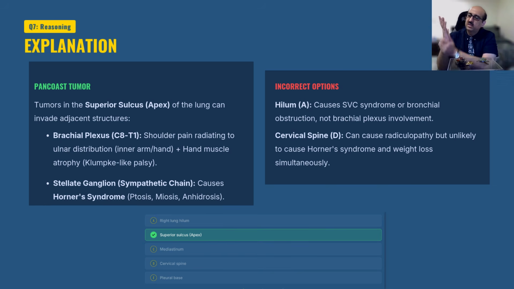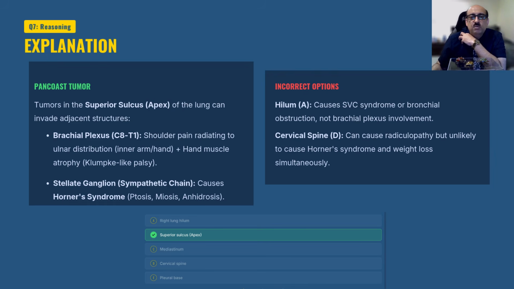So the little and the ring finger. So 3.5, 1.5 distribution, the median nerve, and then you've got 1.5 of the ulnar nerve, if you remember. So any damage to this part will lead to hand muscle palsy, which is called the Klumpke's-like palsy. Same as stellate ganglion, damage to the sympathetic chain here in the thoracic part will lead to the Horner syndrome. So that's an autonomic response of ptosis, meiosis, and anhydrosis.